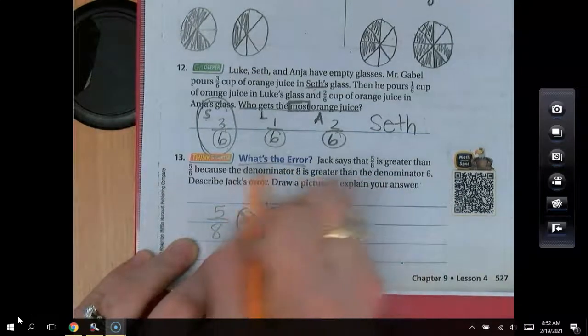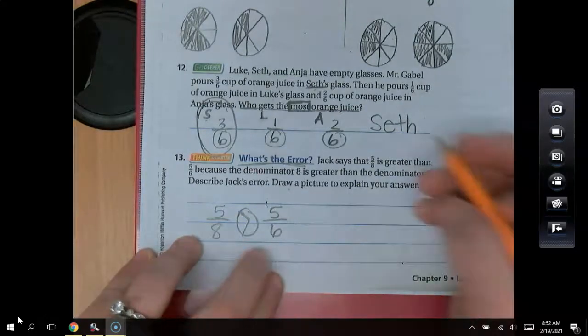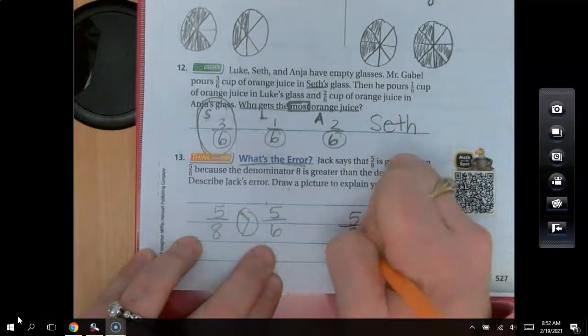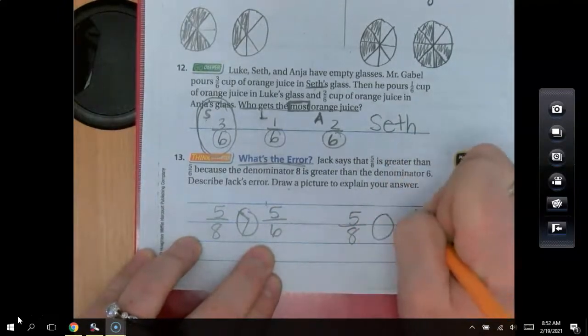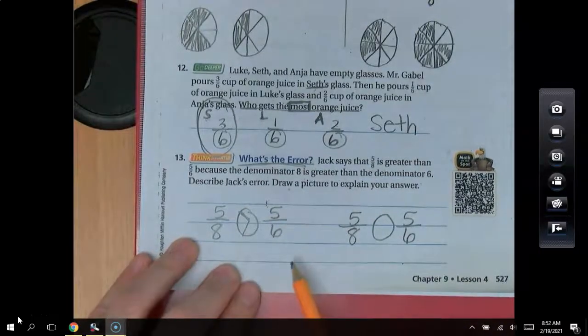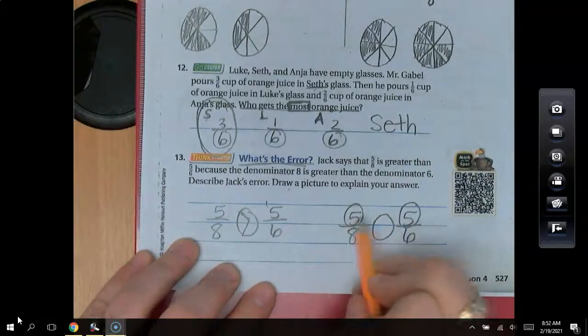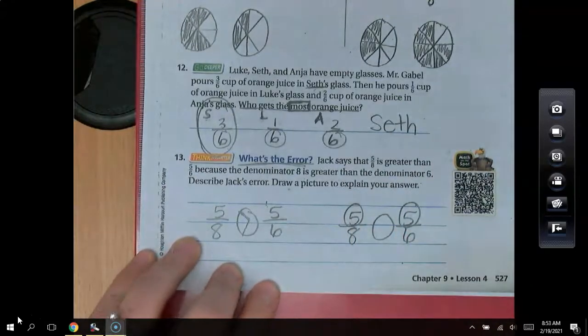But we know there's an error. There's something wrong with that. Well, let's rewrite it. Let's do our own investigation. So I'm going to rewrite those fractions. What do you see that is the same in both of those fractions? Yes, the numerators are the same. They have 5 on each of those fractions as their numerators.